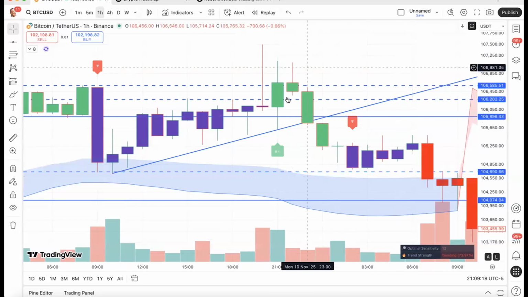So here is where we should be selling. Here is where we should be locking in profits because we broke through the key level. We broke through a key level of support and we broke trend. And this is where we should be selling.